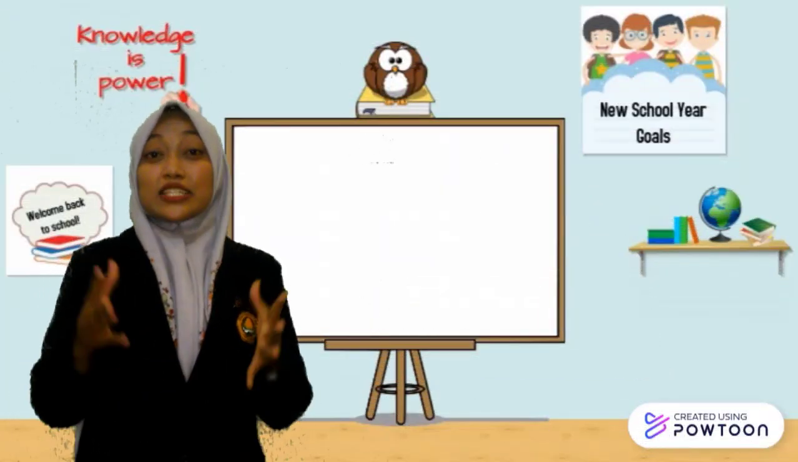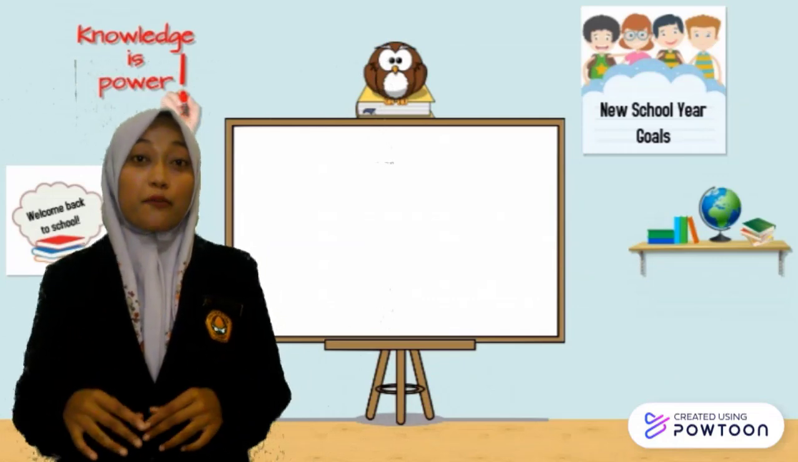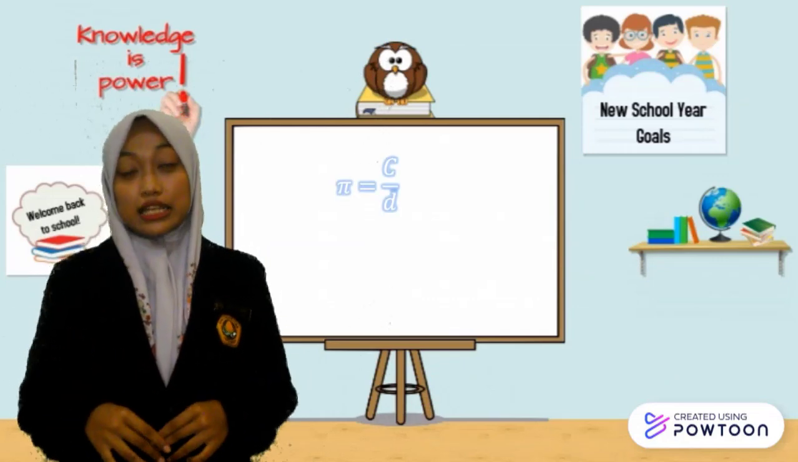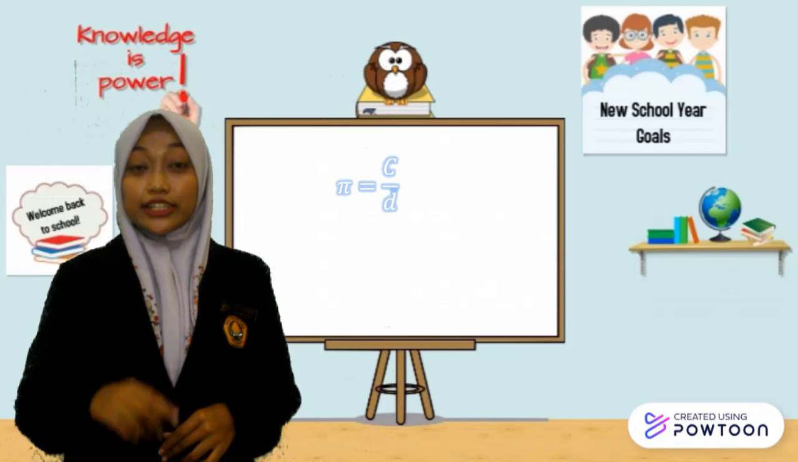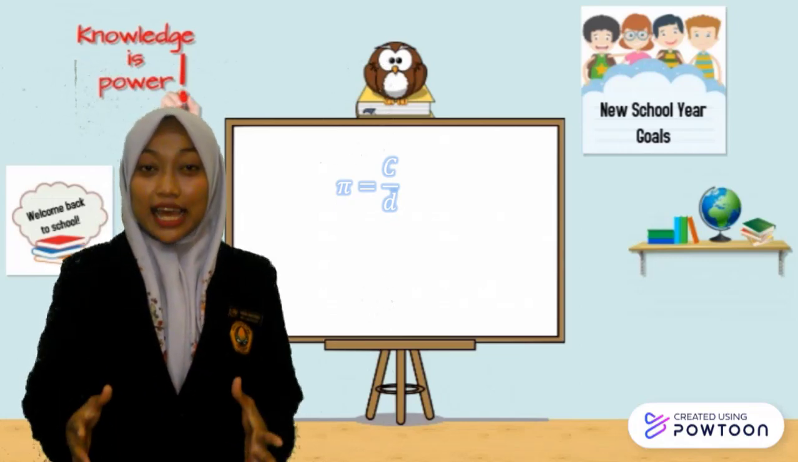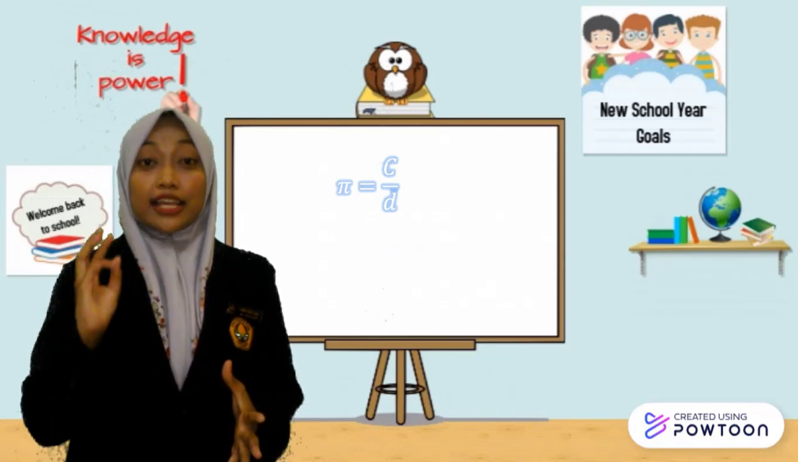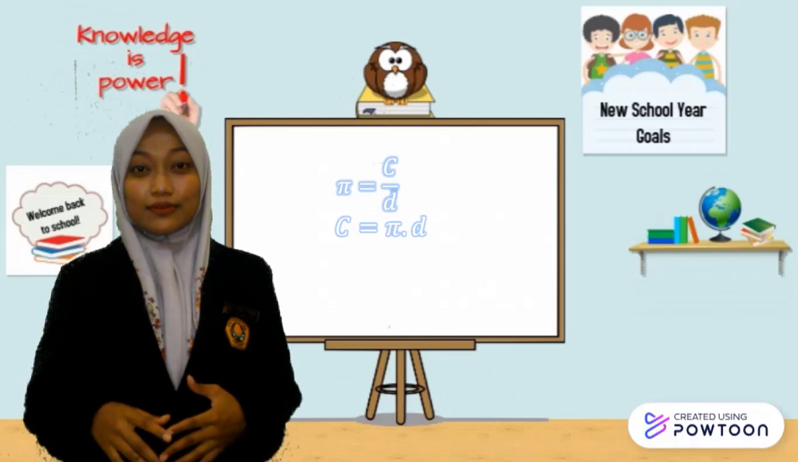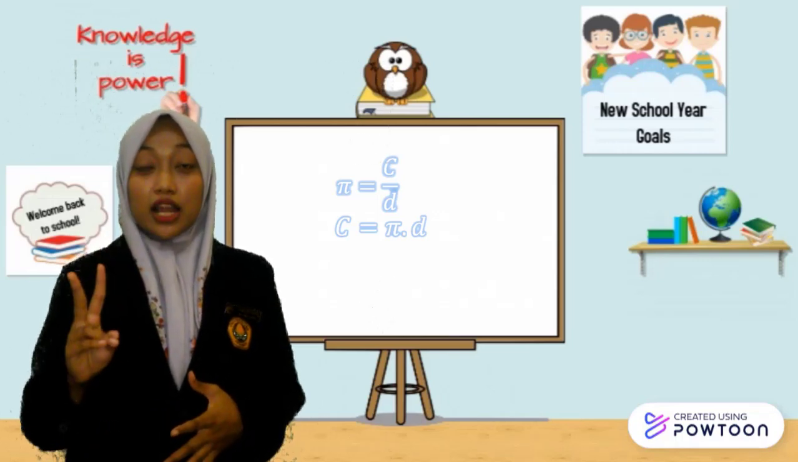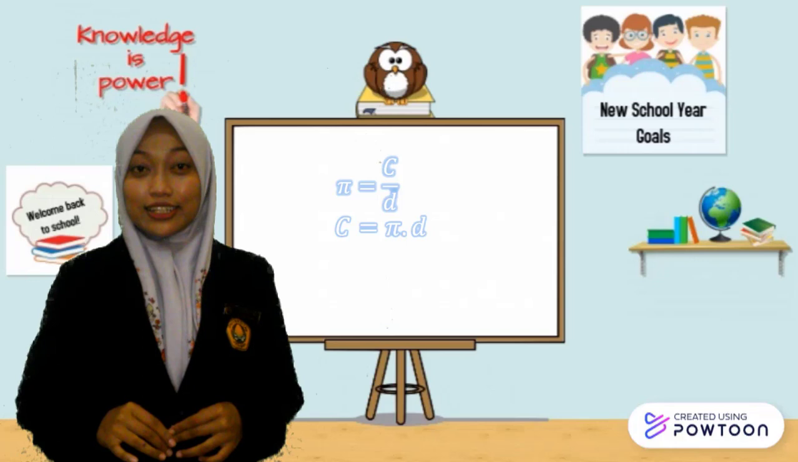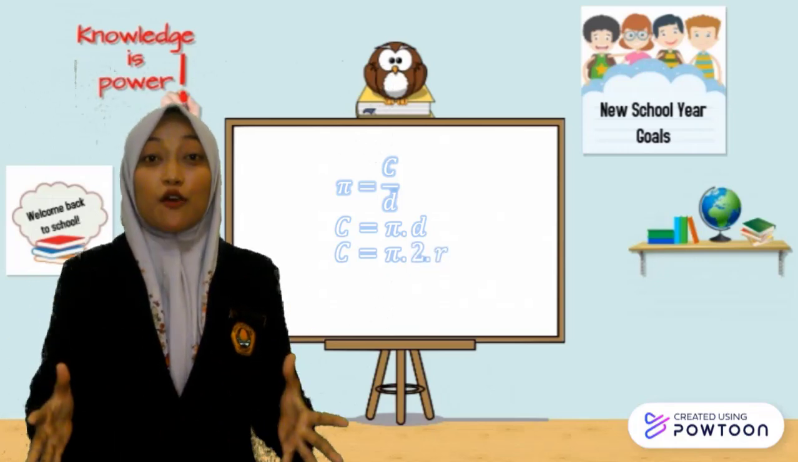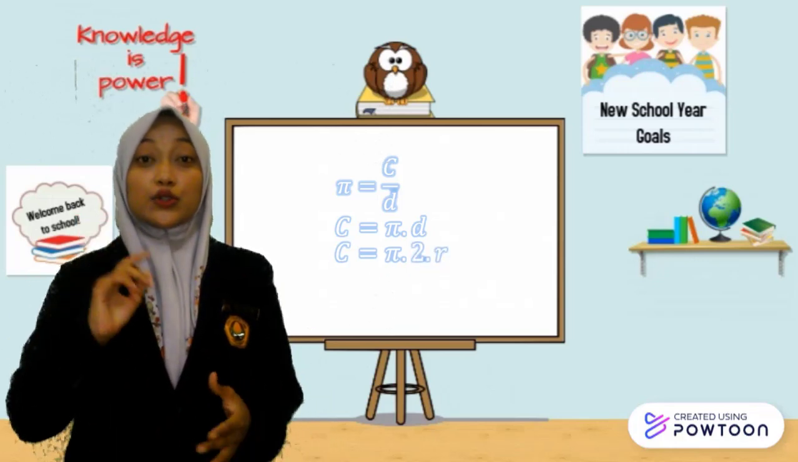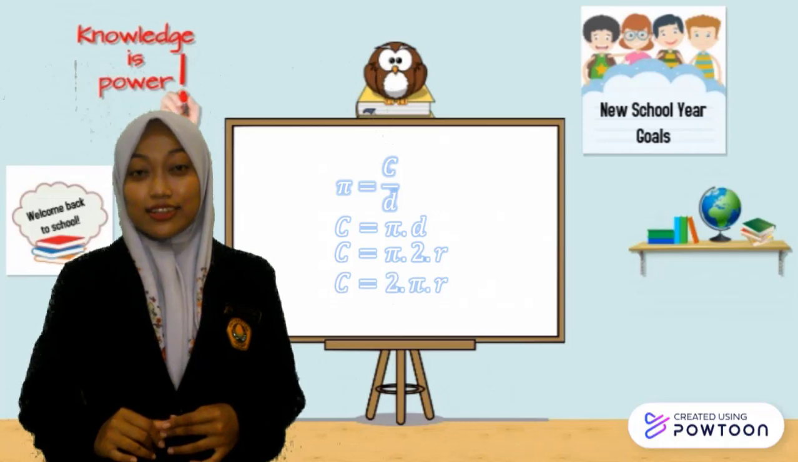Okay, based on the basic formula of pi, pi equals circumference over diameter, we get that the circumference equals pi times diameter. We know that the diameter equals 2 times the radius. So the circumference of any circle equals 2 times pi times radius.